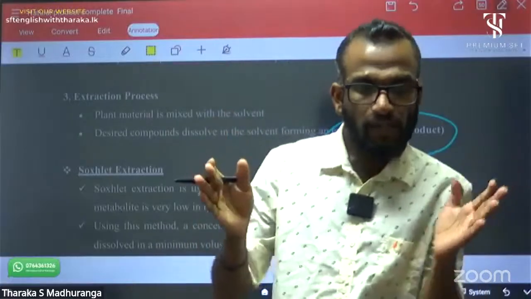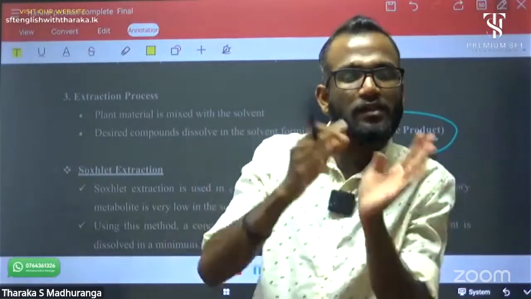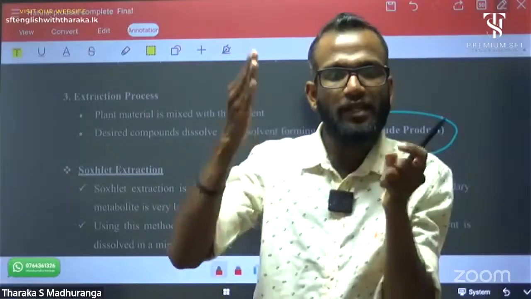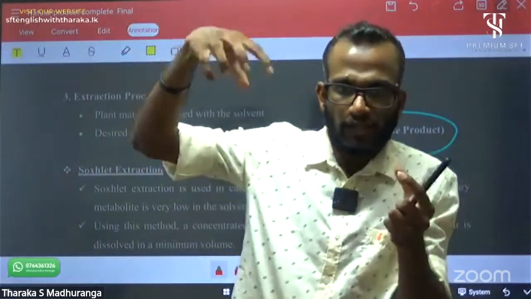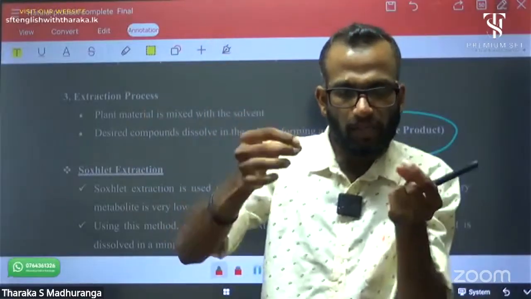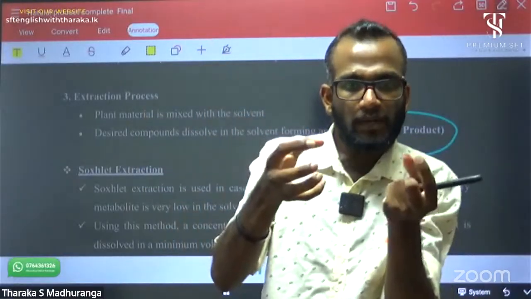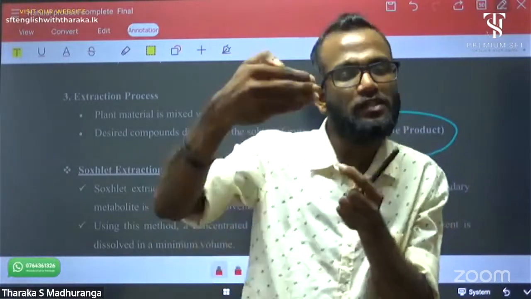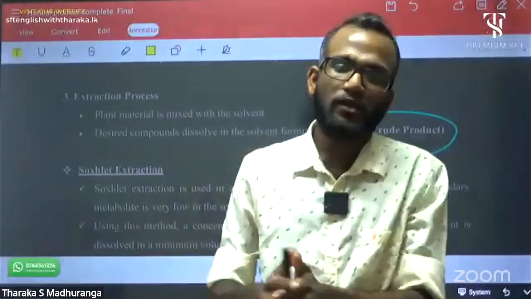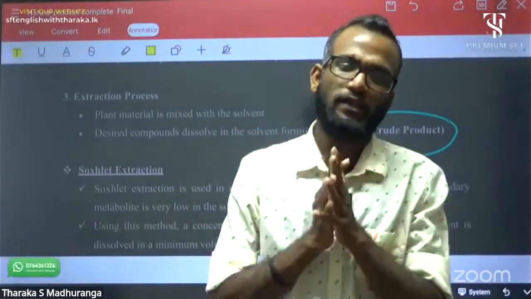Okay, what's the first step? Select a suitable solvent. In the second step, the plant material is washed, dried, cut into small pieces, and heated. In the heating process, what happens? The compounds in the plant material dissolve in the solvent. After that, we can filter out the plant material and get the crude product. This is the solvent extraction.